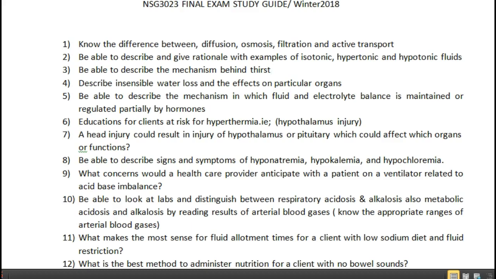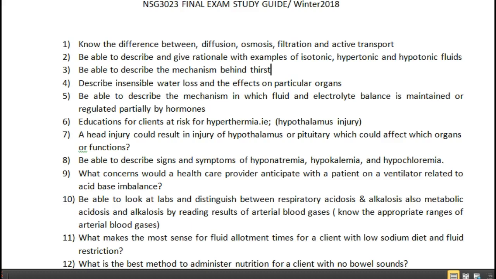So if a person is not healthy, for instance, they can abnormally lose a lot of fluids, like through vomiting, or let's say they have wound drainage, or let's say they get in an accident and they have hemorrhage. They can definitely see that type of loss.